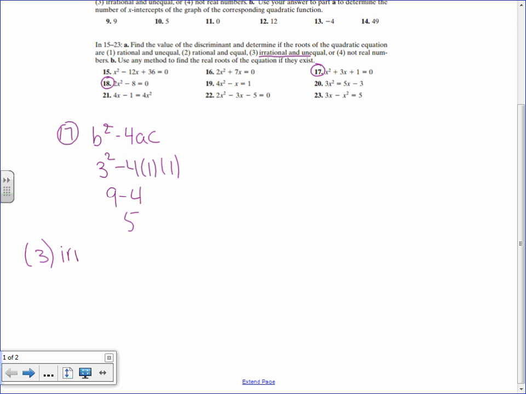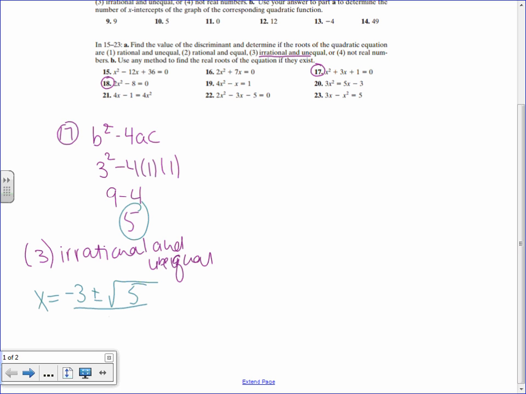So for starters, they are irrational and unequal. I cannot spell today. Irrational and unequal. And then, for actually finding the roots, if you want to complete the square or try and factor or do whatever, you are more than welcome to. But since you already found the discriminant, I would just go ahead and use the quadratic formula. That's going to be negative b plus or minus the square root of what you just found, 5, all over 2a. And so there you go. You're done.